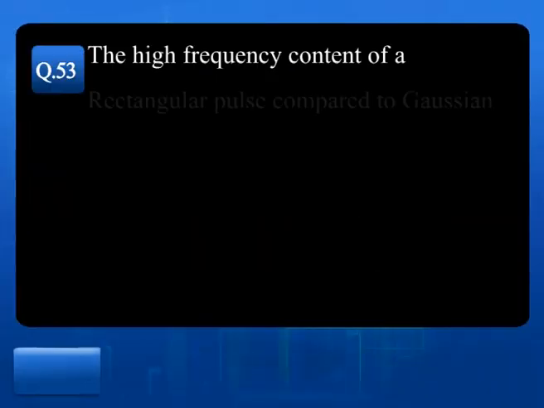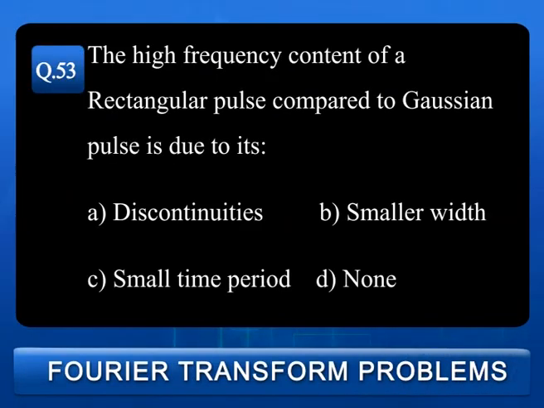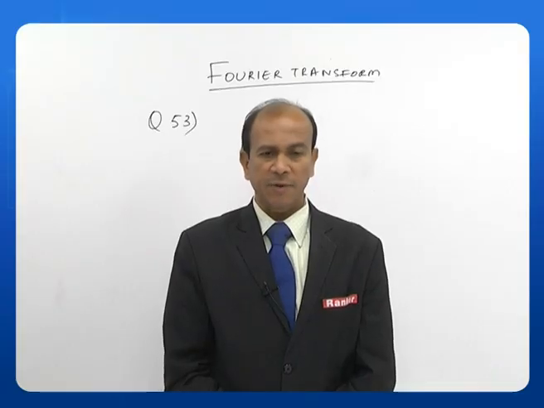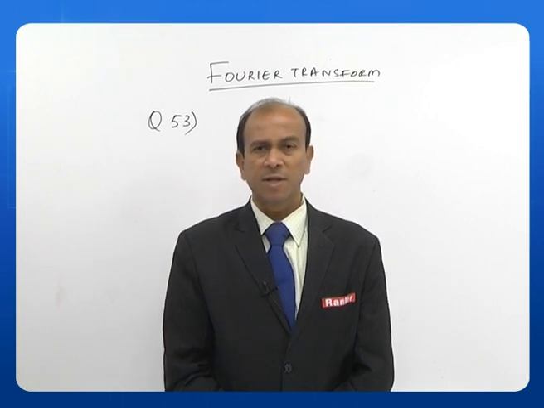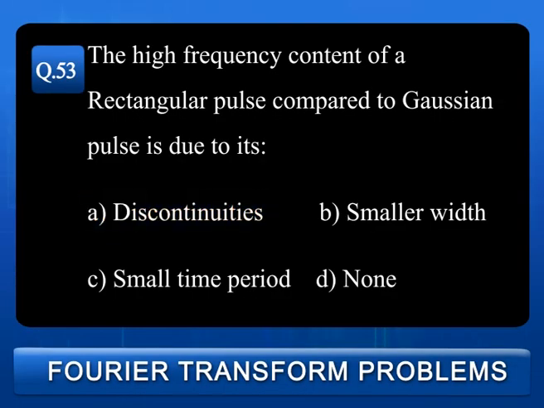53rd question. The high frequency content of a rectangular pulse compared to the Gaussian pulse is due to A, discontinuities, B, smaller width, C, small time period, D, none. The answer is the presence of discontinuities in the rectangular pulse causes high frequency components in the frequency spectrum of a rectangular pulse. So the answer is A, discontinuities.